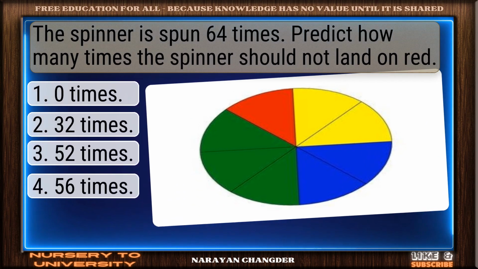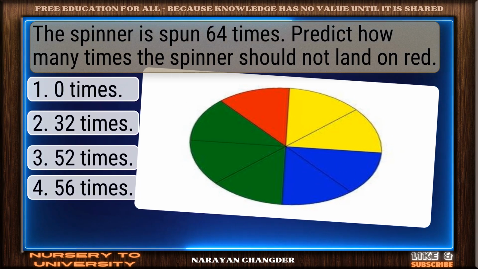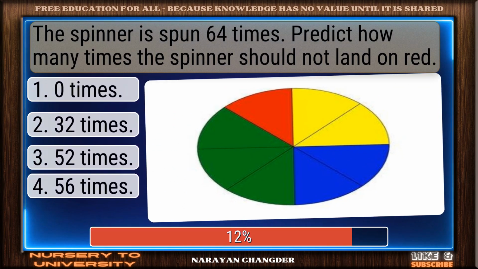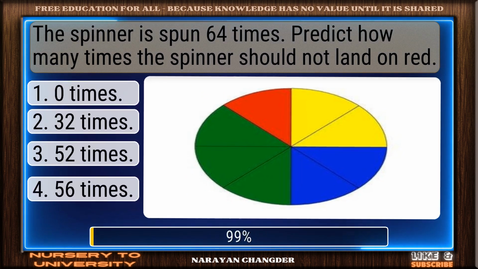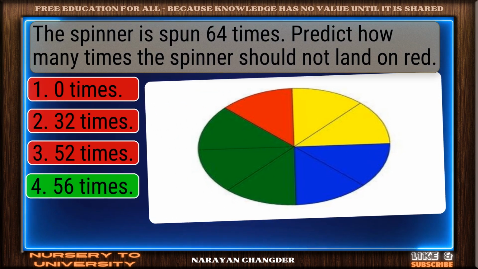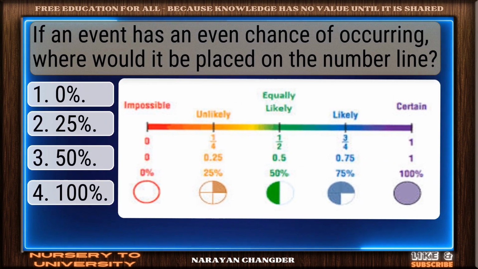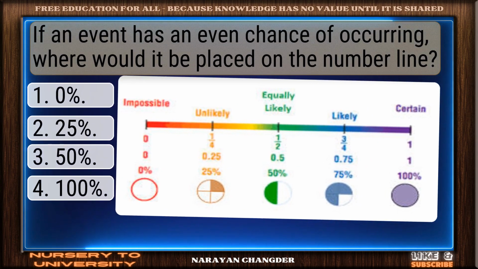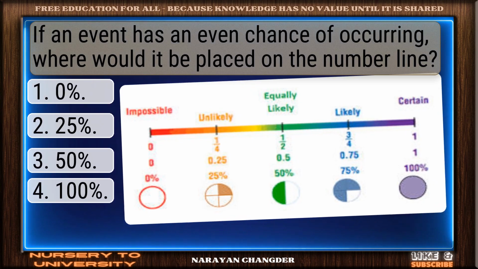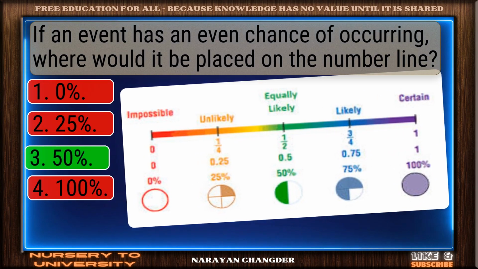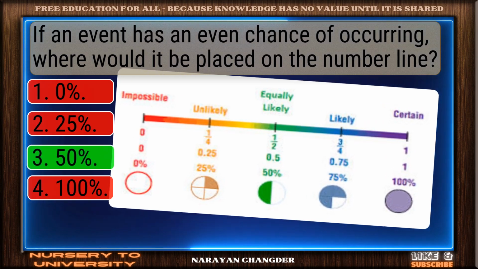The spinner is spun 64 times. Predict how many times the spinner should not land on red. Nice selection. 56 times is correct. If an event has an even chance of occurring, where would it be placed on the number line? Smart move. 50% is the accurate answer.